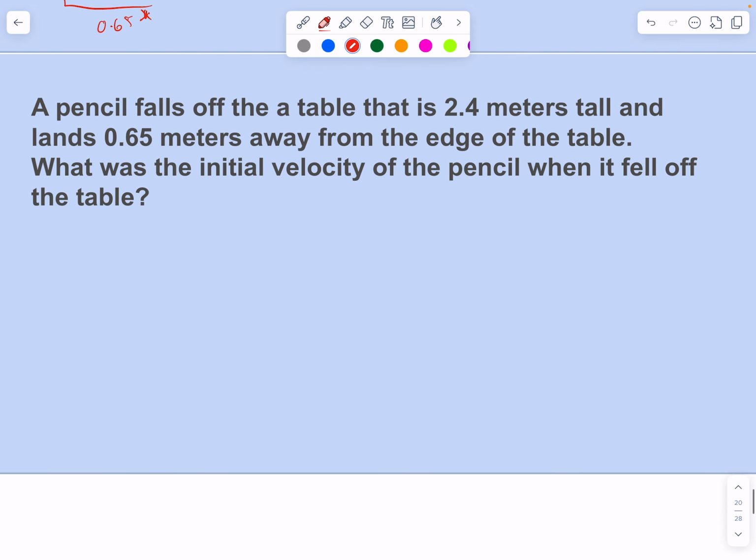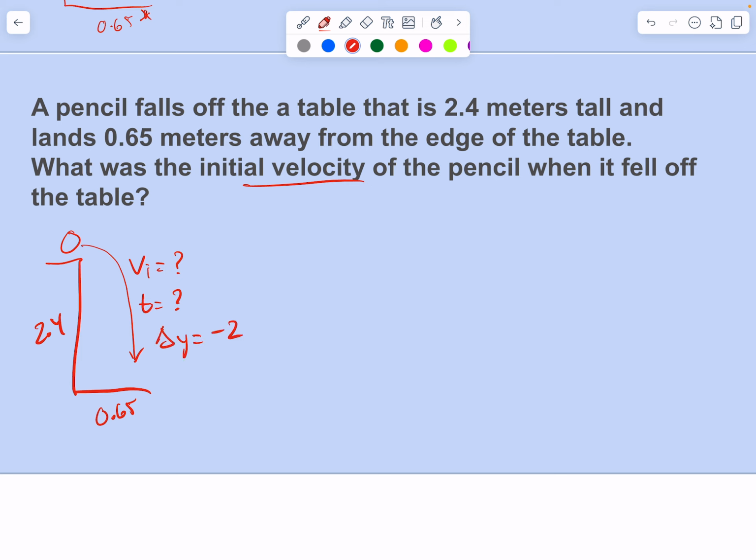And our last one here, pencil falls off the table, 2.4 meters tall, lands 0.65 meters away from the edge. What's my initial velocity? So same as before, initial velocity question. So hopefully you're getting the idea that this is going to be a question on your test. I don't know velocity, I don't know time. I know the change in y is negative 2.4, change of x is 0.65, and my a of y is negative 9.8. And so hopefully you've seen that every single one of these problems, I have rewritten the same variables. What do I know? I'm drawing a picture and then I write down the equation.